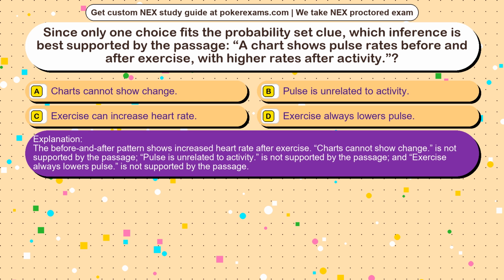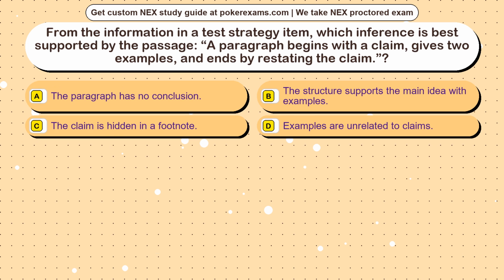Question 22. From the information in a test strategy item, which inference is best supported by the passage? A paragraph begins with a claim, gives two examples, and ends by restating the claim. Option A. The paragraph has no conclusion. Option B. The structure supports the main idea with examples. Option C. The claim is hidden in a footnote. Option D. Examples are unrelated to claims.